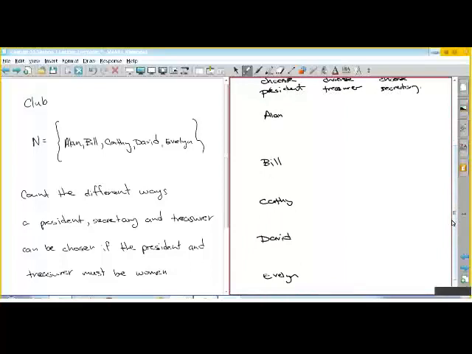Now, we do have the rule here that you can't be both president and treasurer and secretary. So once Alan has been chosen as the president, then the number of people that we can choose for treasurer has been reduced by 1. I'm going to use letters here because it's going to get too complicated. So once Alan is chosen, when we choose a treasurer, we have Bill, Kathy, David, and Evelyn. Okay, so you can do the same thing for all of these others.